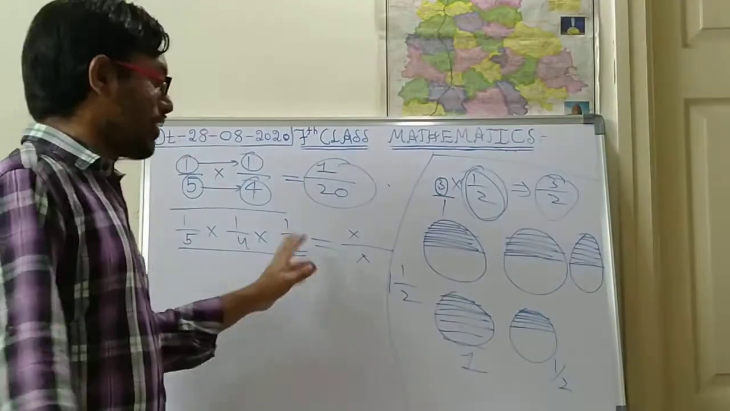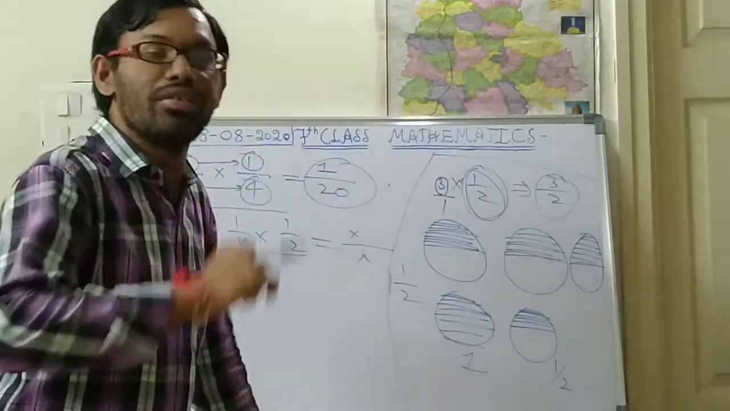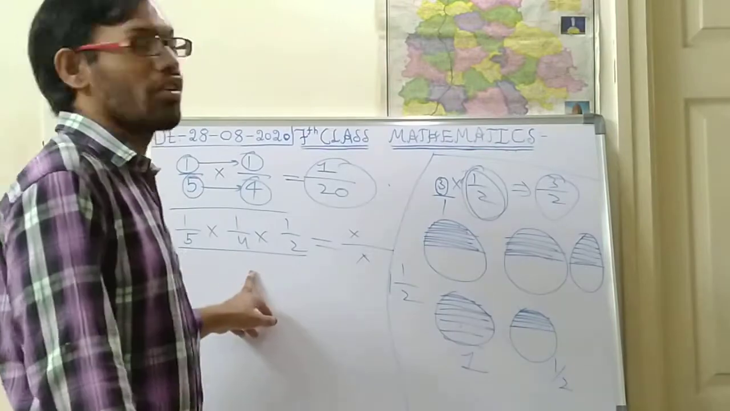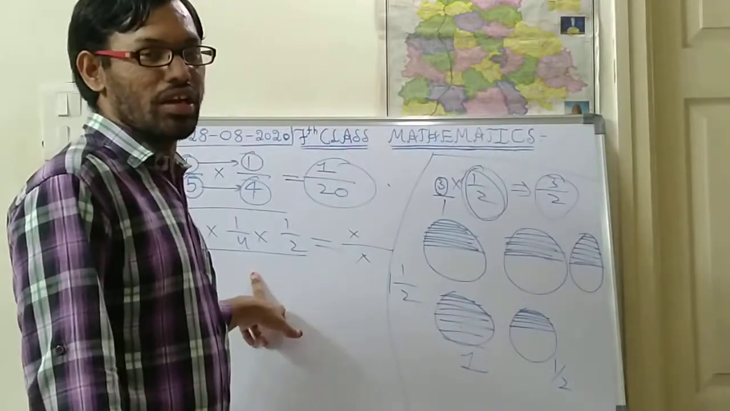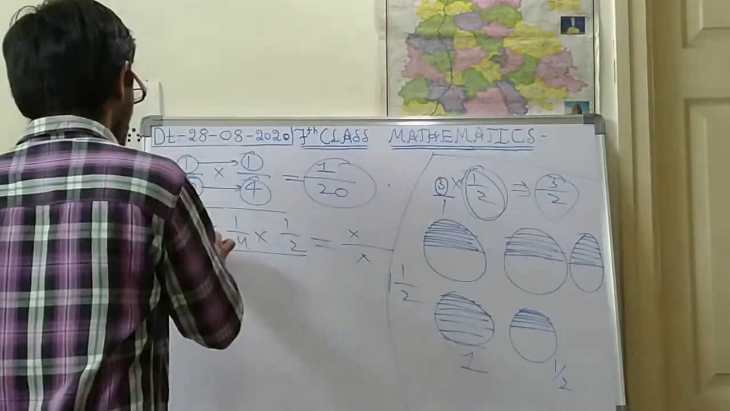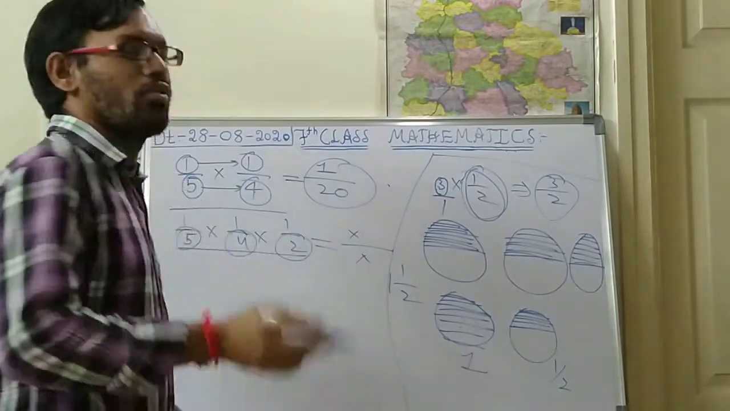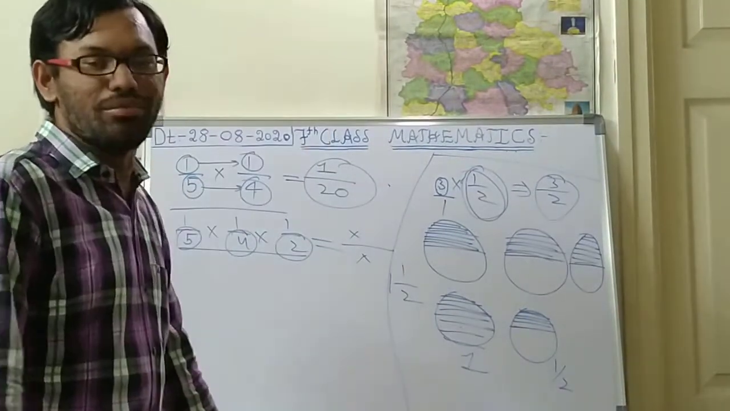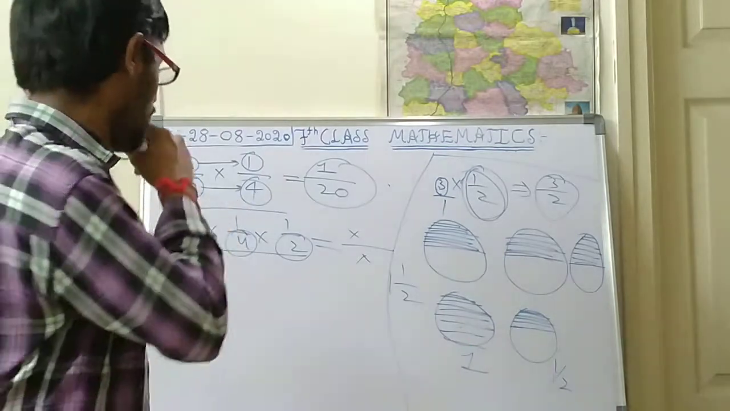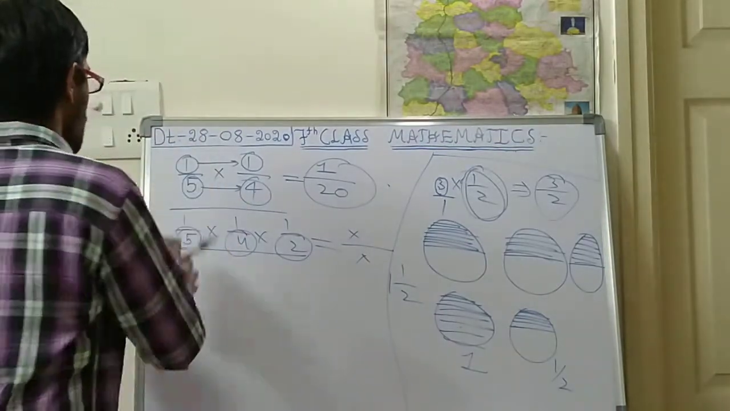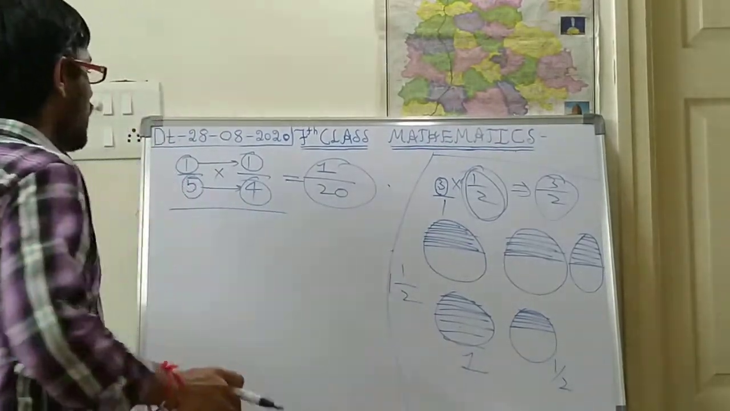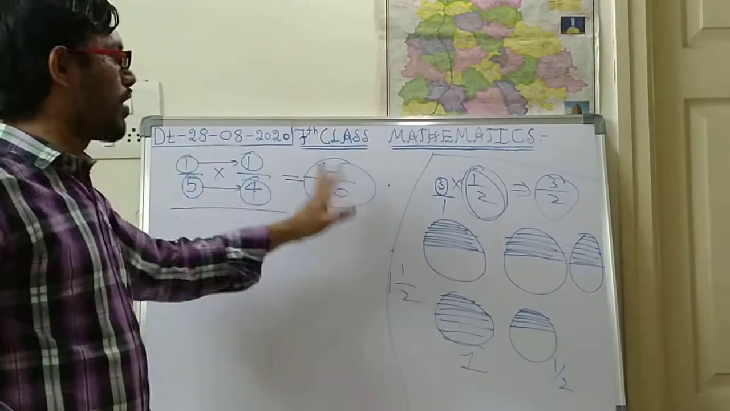But this is not as easy in the additions. In the additions you are not supposed to add like this. In the addition, first you should make the denominators equal and you should add using the LCM. Okay, so that is the thing. So here 1 by 5 into 1 by 4 is 1 by 20.